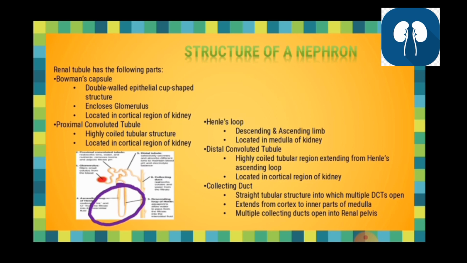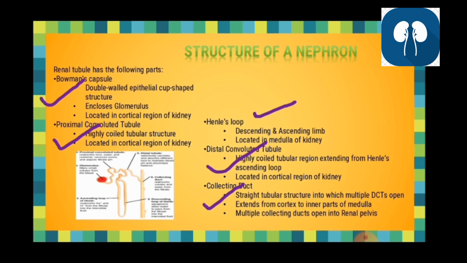So let us take a recap of the structure of the renal tubule. The renal tubule has different parts, like the Bowman capsule we have discussed. It continues with the proximal convoluted tubule, then a hairpin-like structure which has an ascending and a descending limb, known as the loop of Henle. It continues with the distal convoluted tubule, and all the tubules are collected into the collecting duct. It is a straight tubular structure in which multiple distal convoluted tubules open, and it extends from the cortex to the inner part of the medulla, right? So this is about the structure of the nephron.